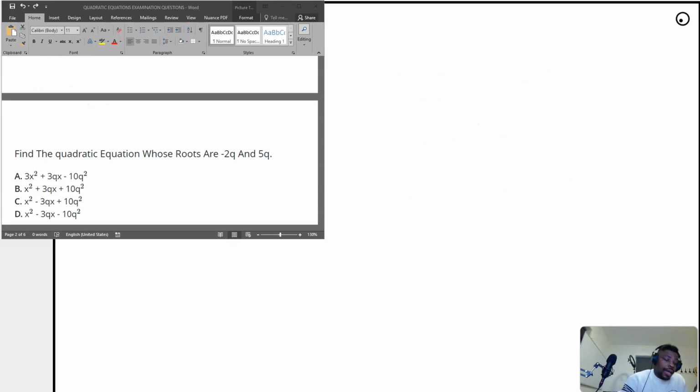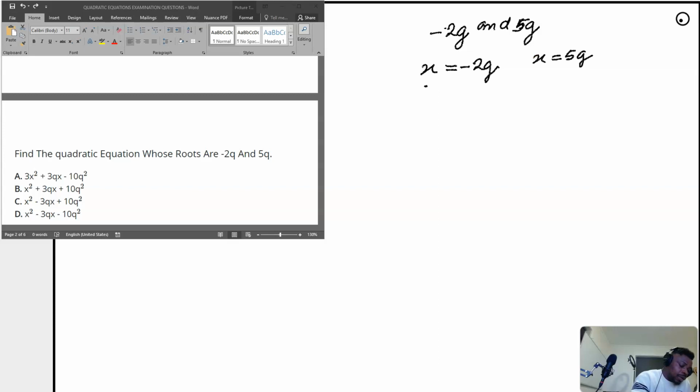Next question. We are given two roots, minus 2q and 5q, to construct the quadratic equation. And remember, the variable is x. So I will just say x is equal to minus 2q. I will use the fast method, x equals 5q. So x, bring minus 2q here, that is plus 2q. Bring 5q here, that is minus 5q. Okay, so we multiply both together.